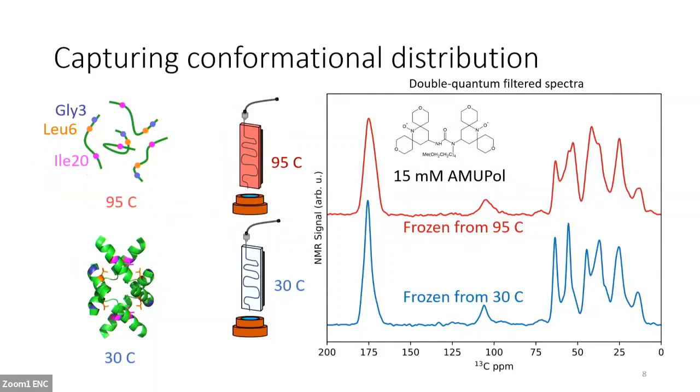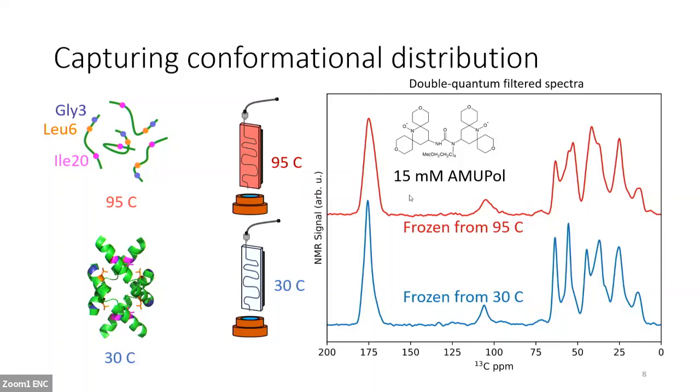So here are DNP enhanced NMR spectra recorded on the melittin samples that were prepared at 95 C and frozen on the top, and at 30 C and frozen on the bottom. And these spectra were acquired by first polarizing proton spins with DNP, then cross-polarizing to carbon spins, doing double quantum filtering, and then detecting. And we can see that we're capturing a temperature-dependent conformation distribution in these spectra.